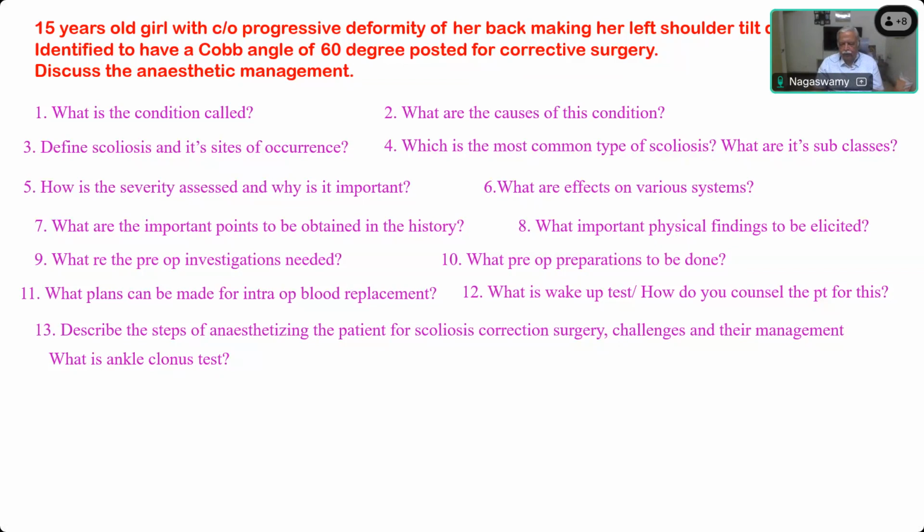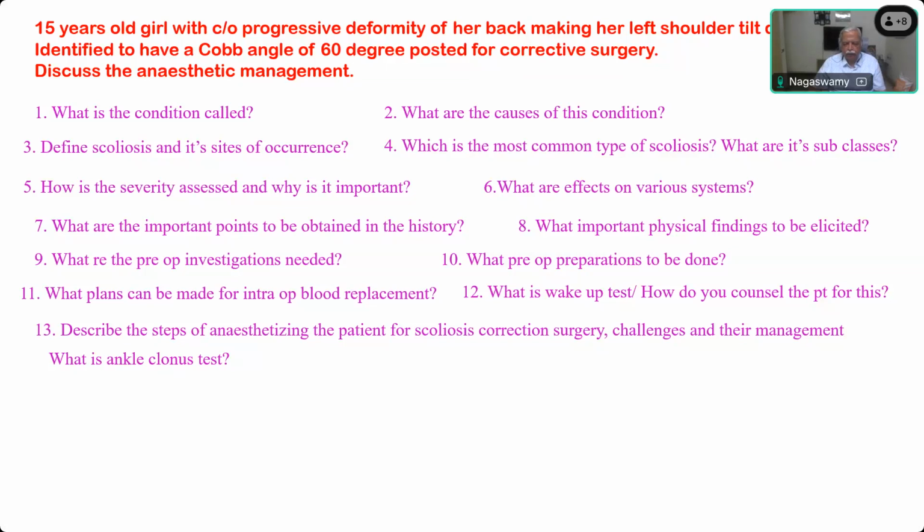Very good. How do you do the erector spinae block? To talk about the erector spinae block, you must know how to do that. Have you ever done that? No, sir. You don't practice it in your institution? No, sir, we don't practice. So anyone else who knows at least the theoretical aspect of how to do an erector spinae block? Do you need any special equipment to do that? Ultrasound guided.